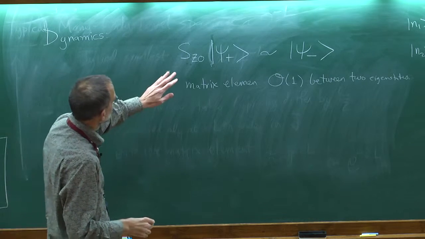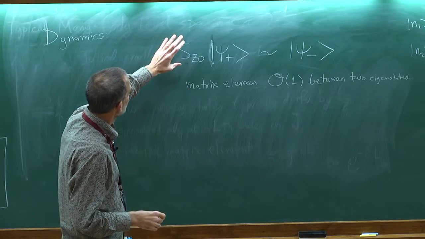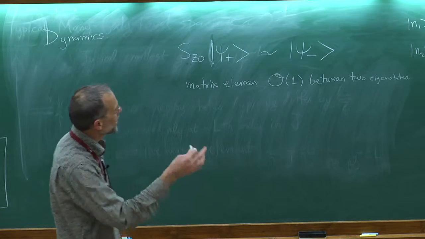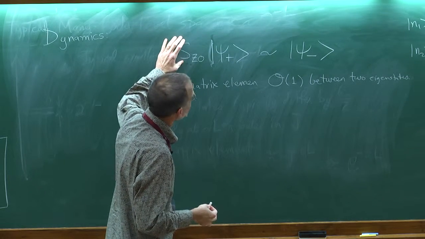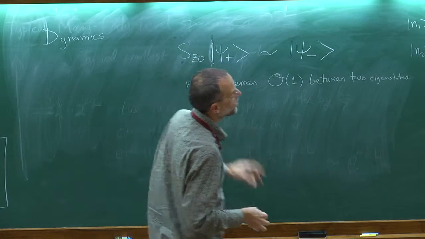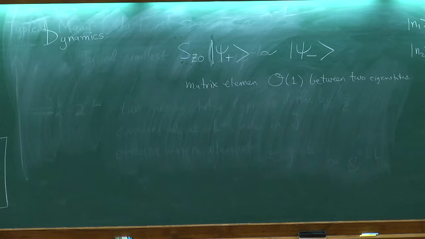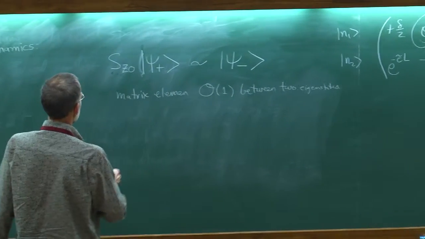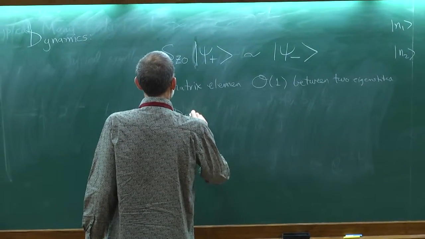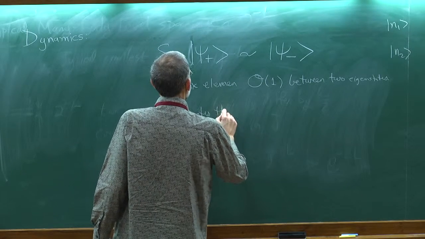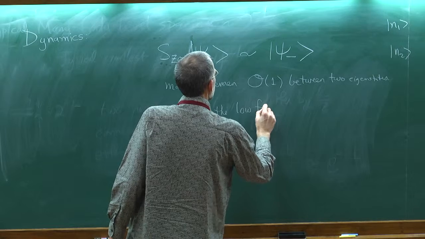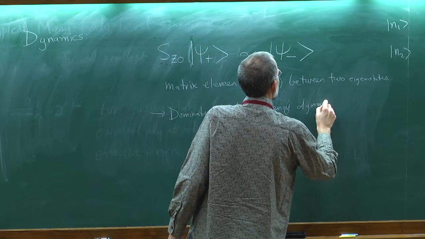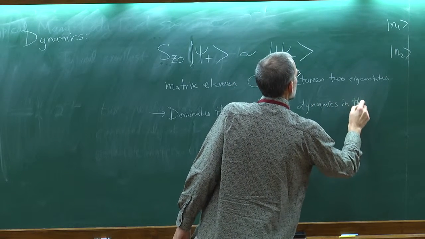And so what it means is this particular spin will have a dynamics, a relaxation time, or a time scale in its dynamics, which is set by the inverse of this splitting, which is of order e to the minus c times L. So this actually dominates the low frequency dynamics in the MBL phase.